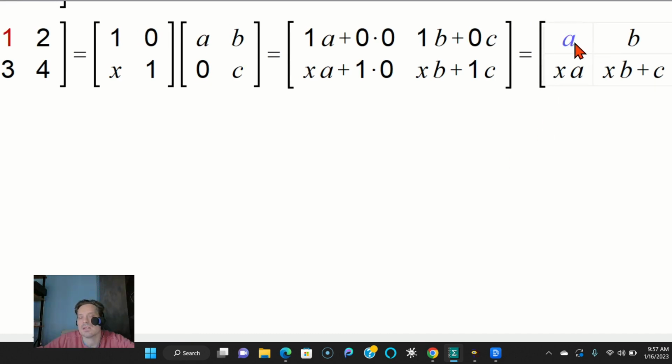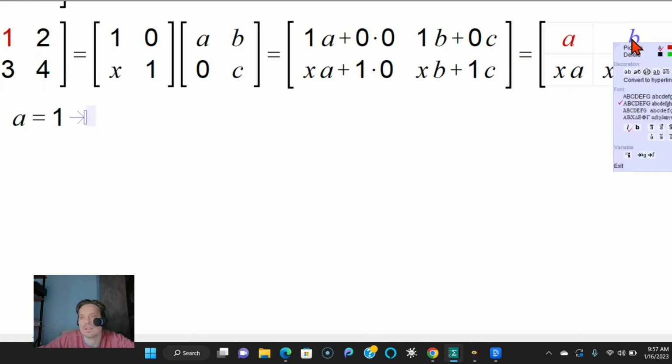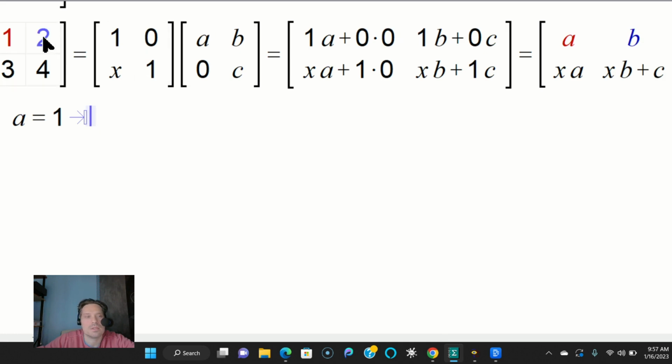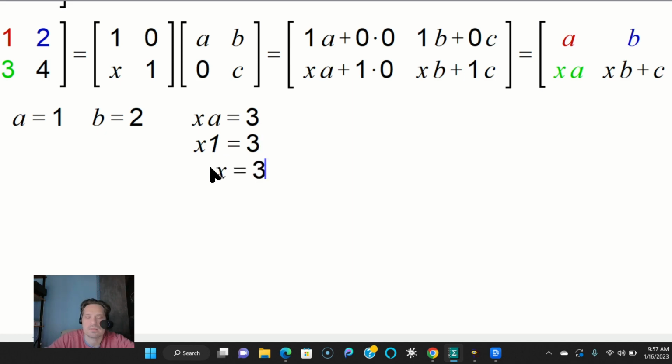So that means over here, the a in red has to be equal to the 1. So you write a equals 1. That means that, for example, this b here in blue has to be equal to the 2 in blue because they're in the same position. So b equals 2. Then this xa in green has to be equal to the 3 right here in green. In other words, xa equals 3, but a we know to be 1. So x times 1 equals 3, but x times 1 is just x, so you have x equals positive 3. Now we know the value of x.